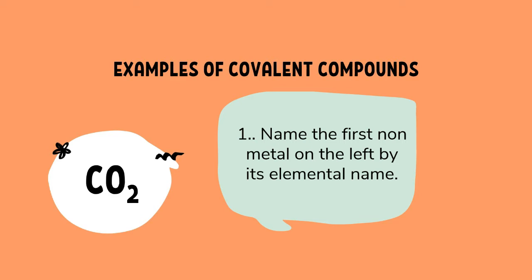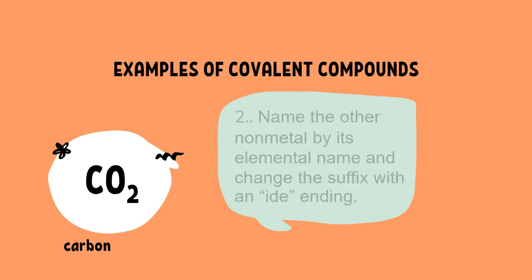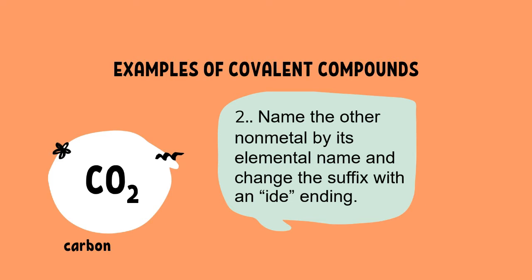So what is the symbol C? Carbon. You check on your periodic table and look for the symbol C, and then you will see there the name, which is carbon. The second rule: name the other nonmetal by its elemental name and change the suffix with an IDE ending. It's like the same rule in naming ionic compounds.